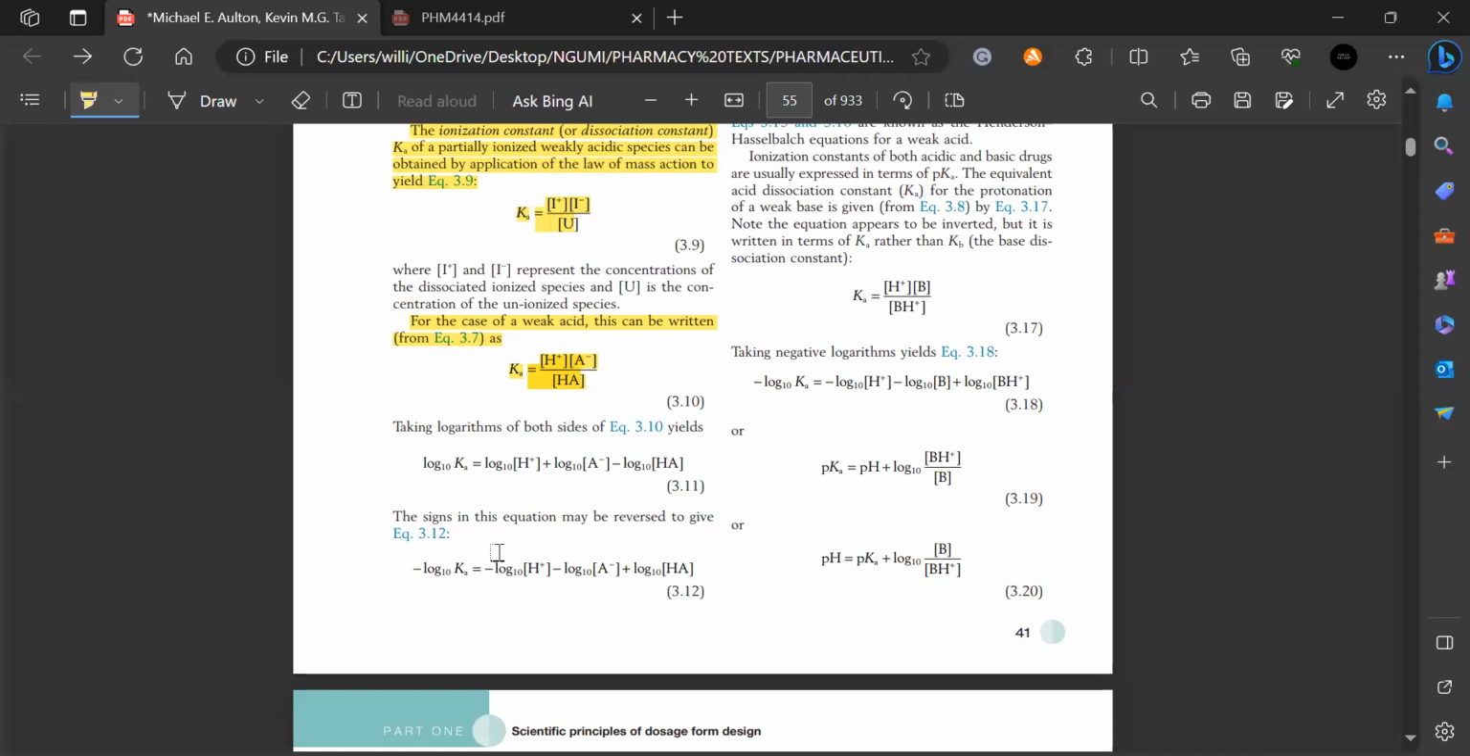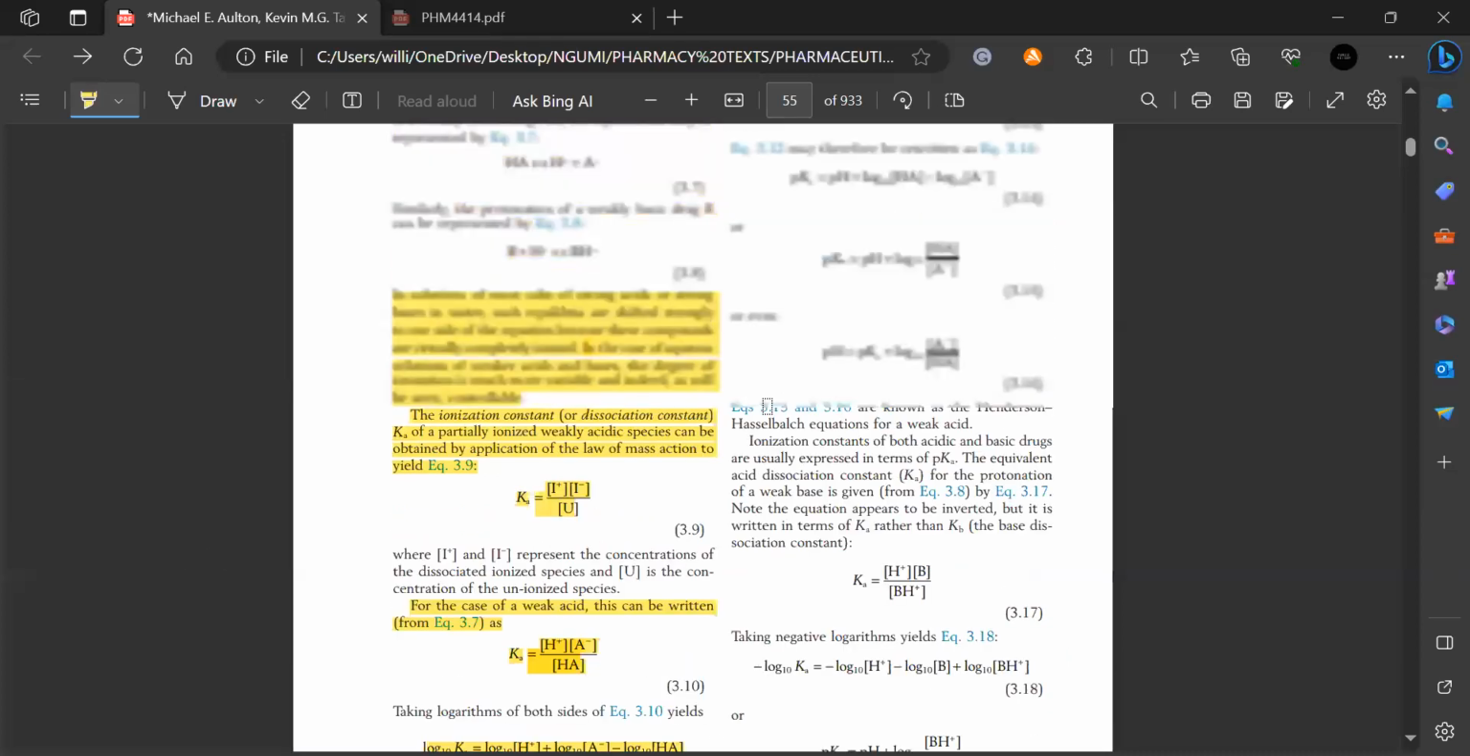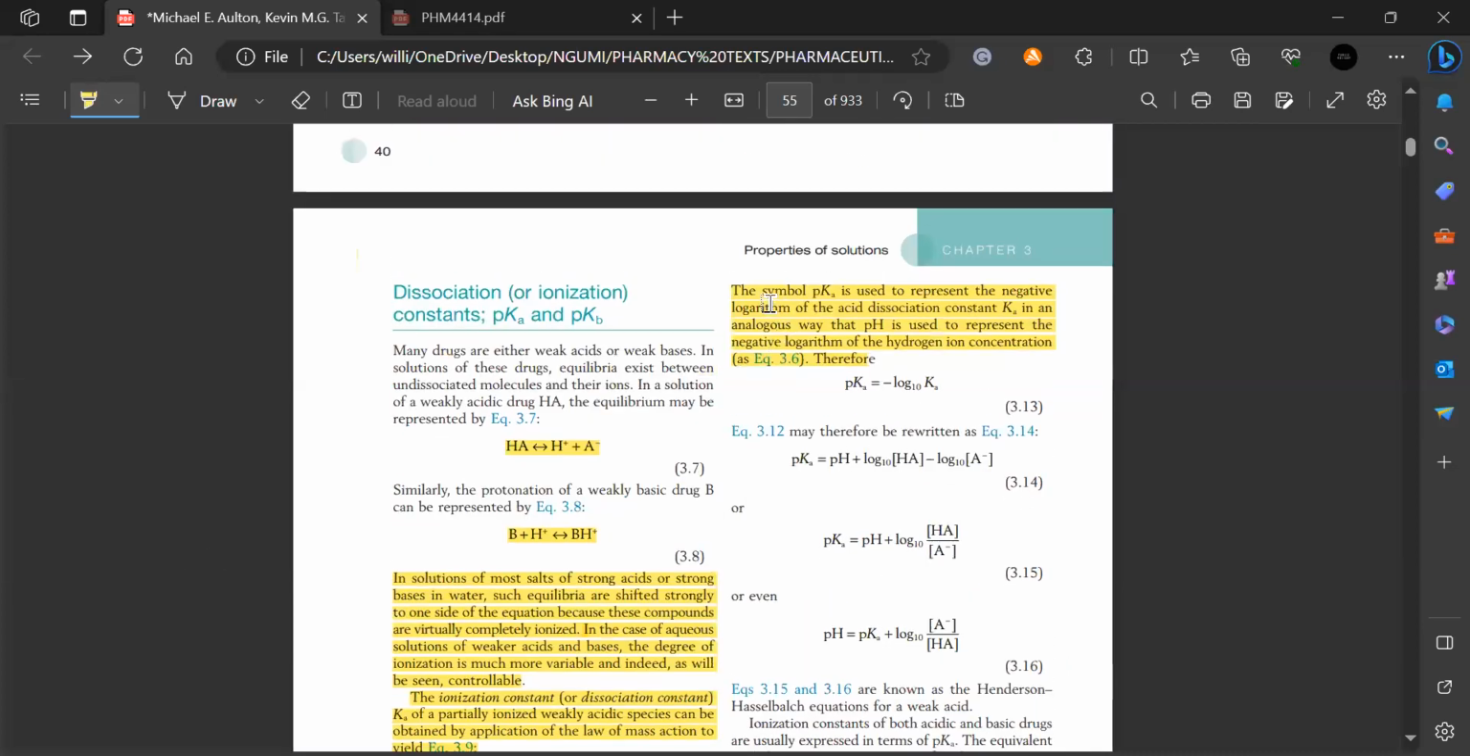Yeah. So if we reverse everything from this equation, and everything which was a plus, now we put it as a minus, we will remain with only this as a plus and everything else as a minus. And basically, the symbol of pKa is used to represent the negative logarithm of the acid dissociation constant in an analogous way that pH is used to represent the negative logarithm of hydrogen ion concentration.